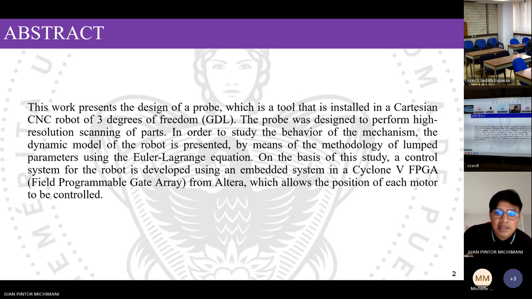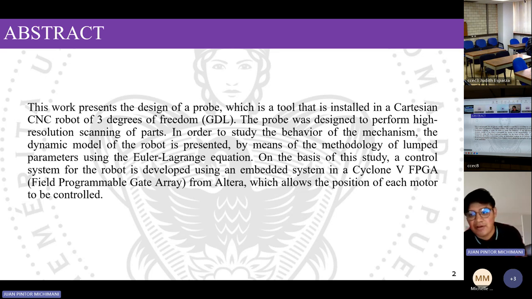This work presents the design of a high-precision probe specifically developed for installation on a 3-degree-of-freedom Cartesian robot. The probe is engineered to perform high-resolution scanning of various parts to analyze the behavior of mechanisms. A dynamic model of the robot is introduced, utilizing the lumped parameters methodology and formulated through the Euler-Lagrange equation. Based on this analysis, a control for the robot was developed employing an embedded system implemented on an Altera Cyclone 5 FPGA. These systems enable precise control for each motor's position, ensuring the accuracy required for advanced scanning tasks.